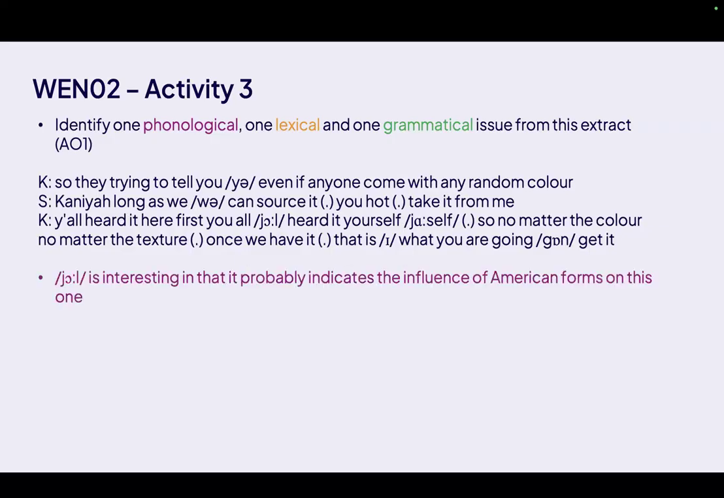Let's find that phonological one. There are others, as I said, but y'all is interesting because it probably indicates the influence of American forms. They're trying to tell y'all there, and then y'all, where was y'all? There we go. You all becomes y'all. It's probably interesting that y'all is influenced by American forms, possibly Southern American, I don't know. So that could be one.